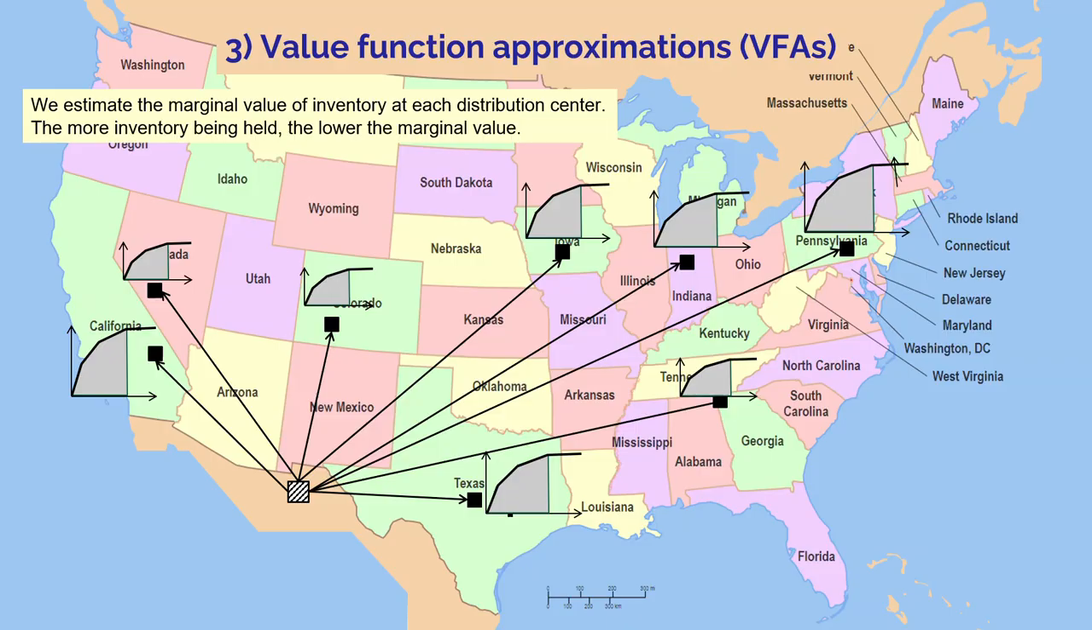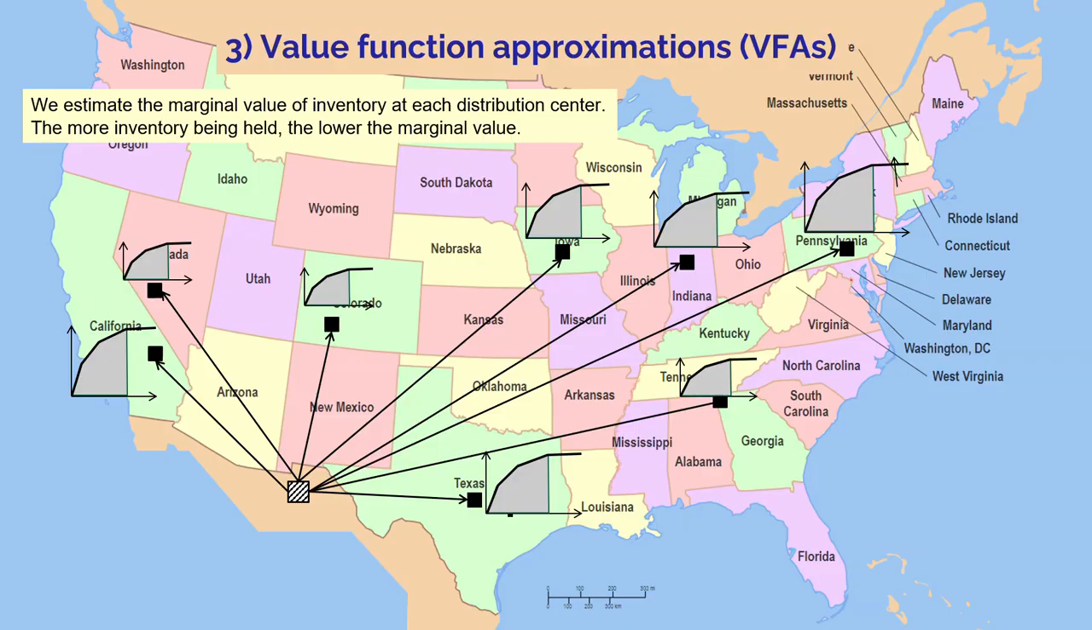Now, I don't know what I'm going to do with that. I might send it to various warehouses. I don't know what the demands will be. And so these functions are averaging over the uncertainties. So I'm indirectly planning into the future. I'm not explicitly planning. So these value function approximations are a powerful approach for certain classes of problems.